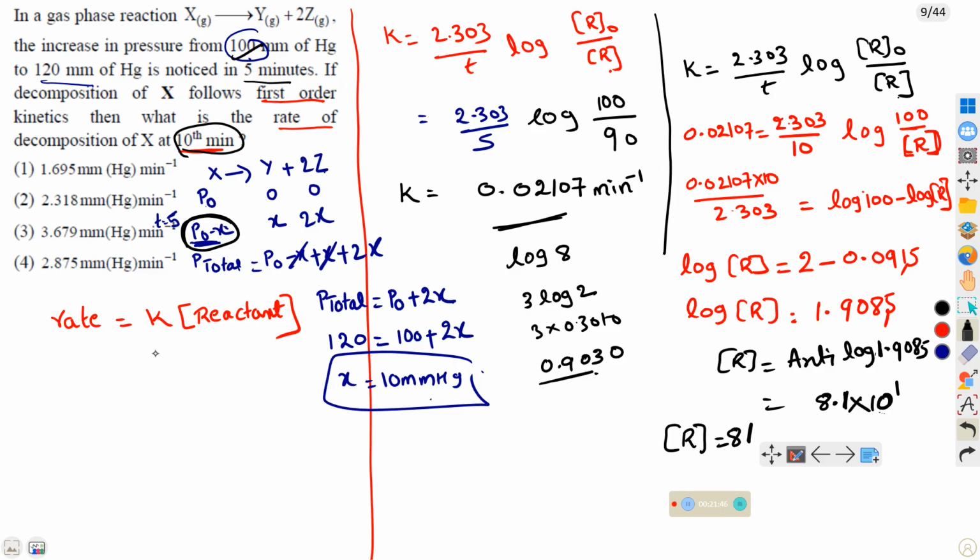Now calculate the rate. What is the value of K? K value is 0.02107 into the reactant concentration at the 10th minute, which is 81. Simplify, you will get 1.695. First option correct.